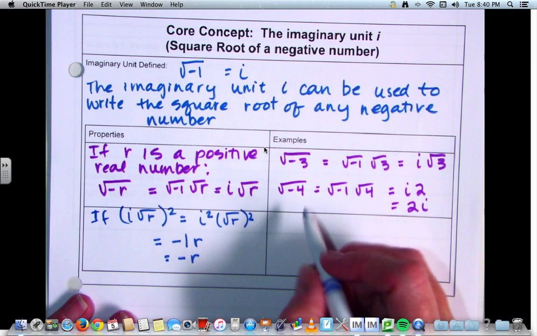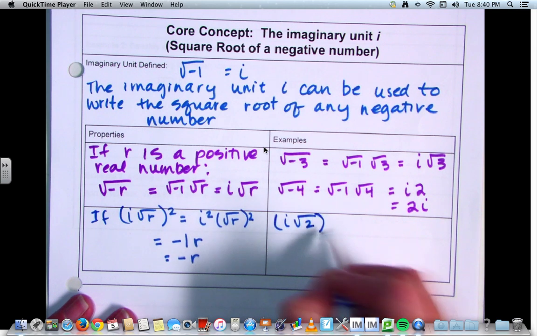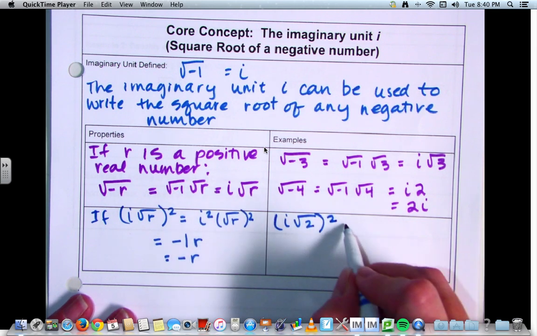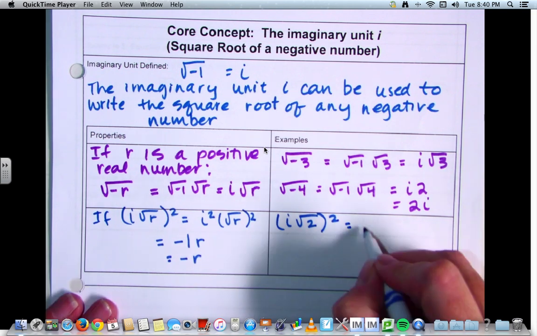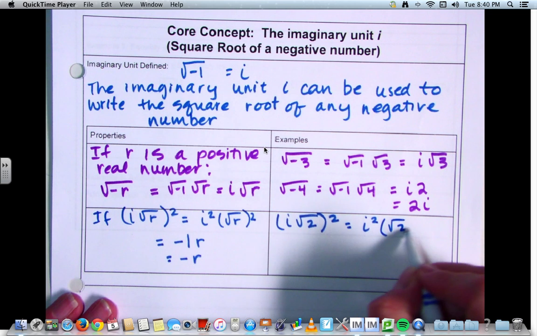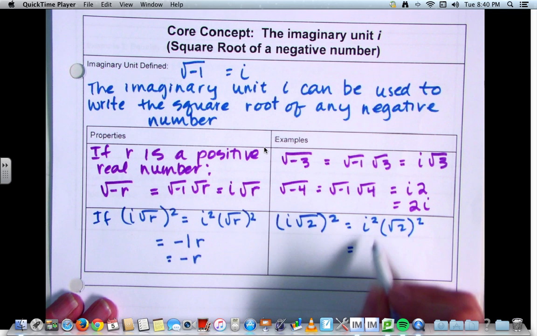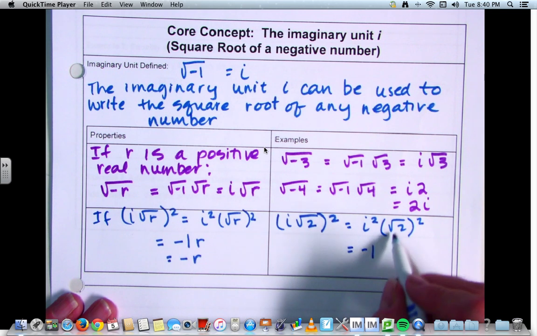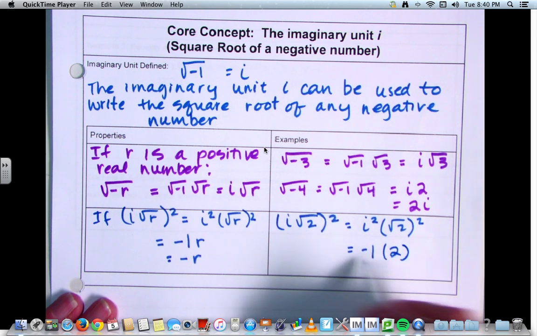An example of this would be I times the square root of 2, squared. We need to distribute the square to the I, so we have I squared, and then we have the square root of 2 squared. I squared is -1. The square root of 2 times the square root of 2 is the square root of 4, which is 2, which then gives us -2.